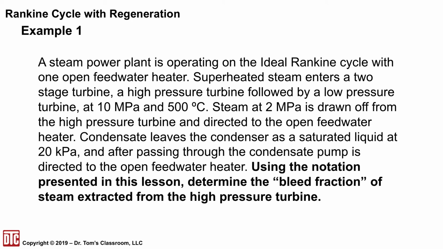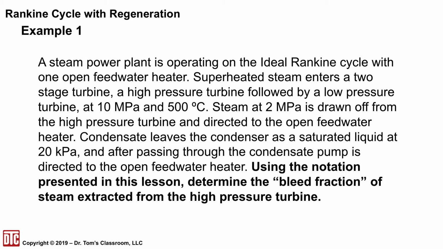Okay, our first example here is a steam power plant operating on the ideal Rankine cycle with one open feed water heater. And I realize a real system might have lots of feed water heaters, open, closed, economizers, reheaters, I mean, just on and on and on. So we are keeping this within bounds here, either the ideal that we had in the previous lesson 1, and now this one with just regeneration and with just one open feed water heater.